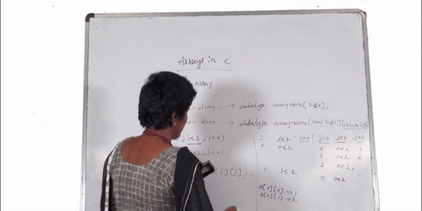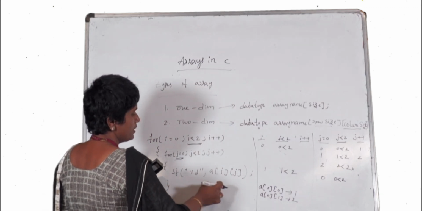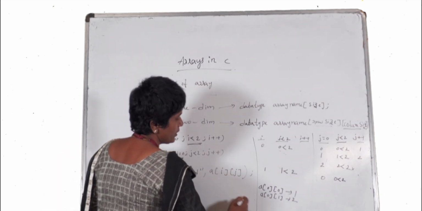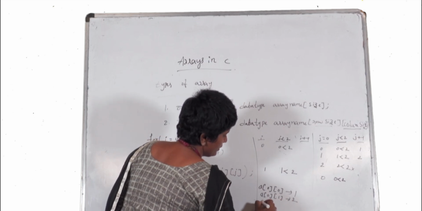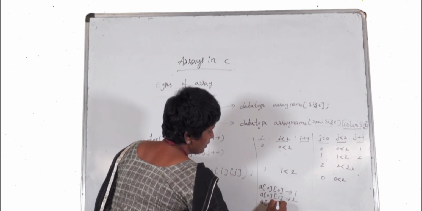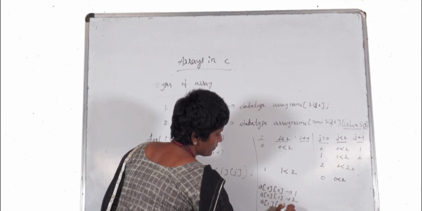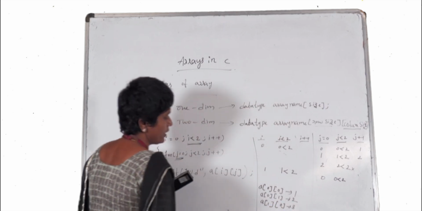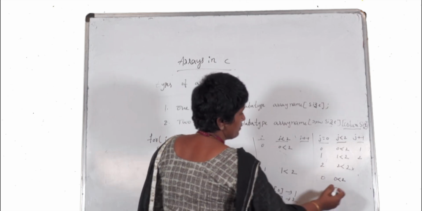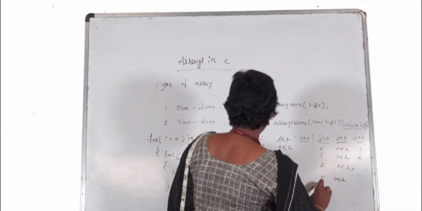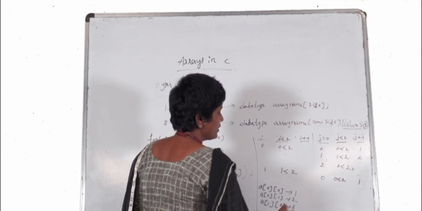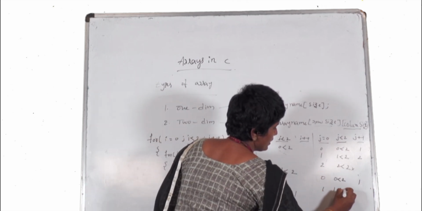So it will enter into the same scanf function. It will read the value of a of i and j. So a of i and j means the i value is 1, the j value is 0. Suppose I give 1. Next, j plus plus. What does j plus plus mean? Initially 0 is there, so j becomes 1. Next, 1 less than 2.